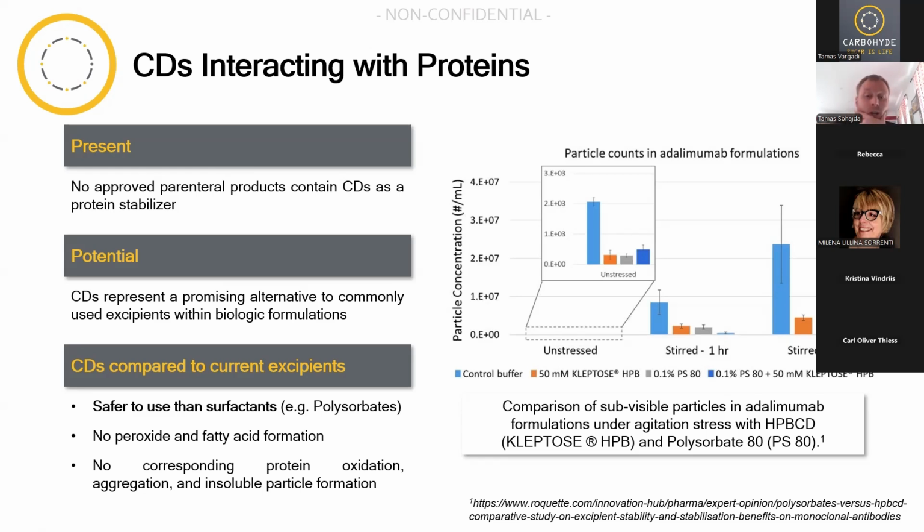But what was discovered recently by colleagues at Rocket is that, as you can see, of course, polysorbate itself works very well for the stabilization of the protein, and so does cyclodextrin. Here you can see that there's a concentration difference. So usually for the stabilization, you have to use cyclodextrins in a higher amount compared to polysorbates.